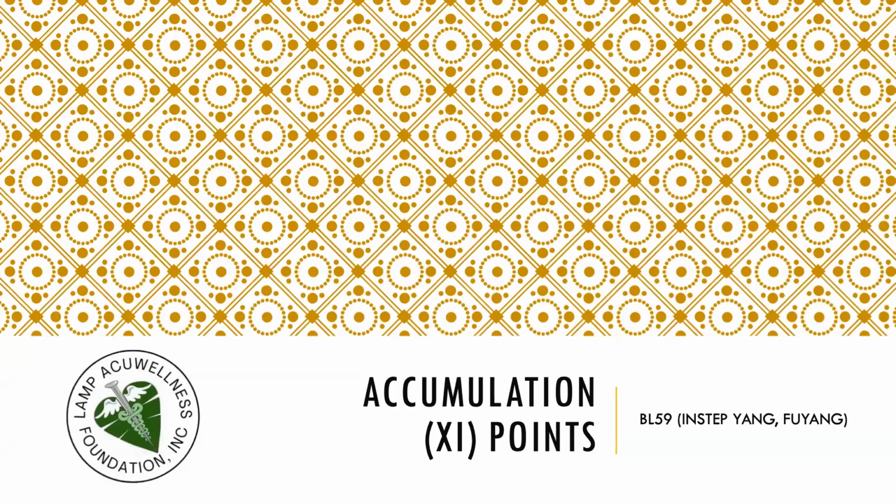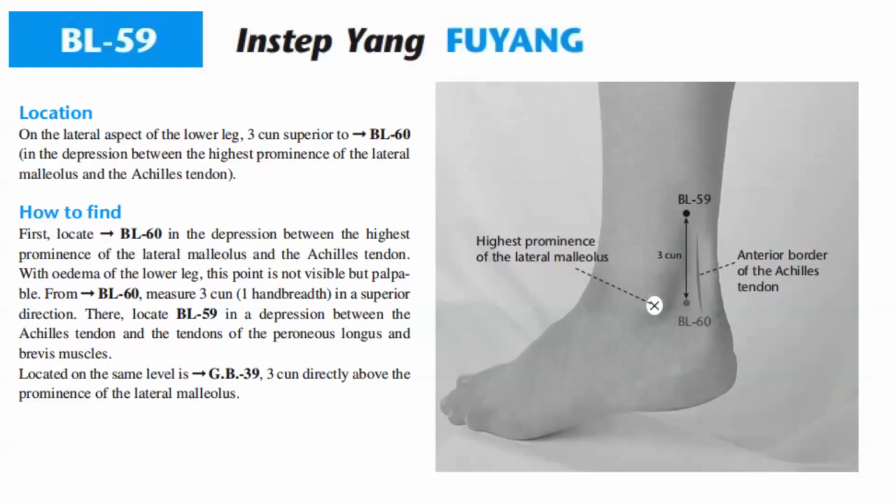Let's now discuss bladder 59 or Fuyang, an accumulation or xi-cleft point. Bladder 59 is located on the lateral aspect of the lower leg, 3 chun superior to bladder 60, in the depression between the highest prominence of the lateral malleolus and the Achilles tendon.